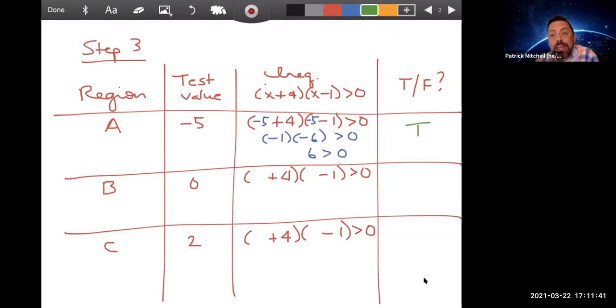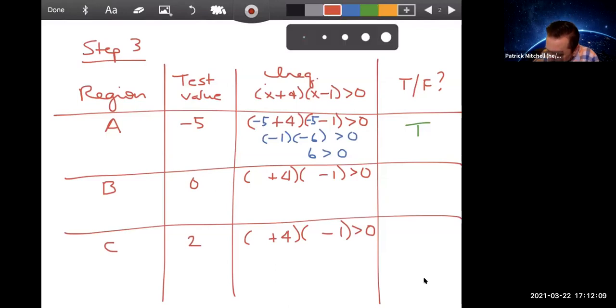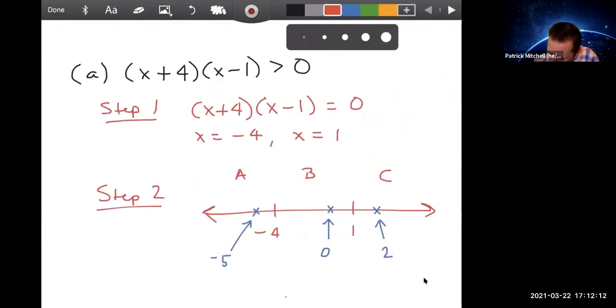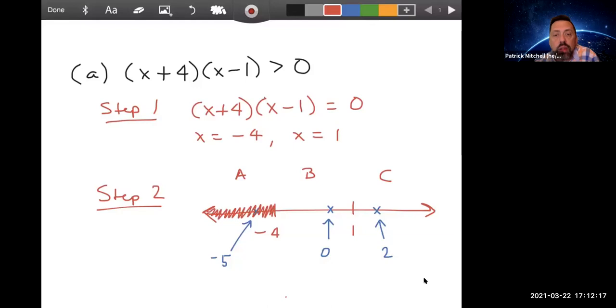All right, so that means that my solution set is going to include all of region A, all right? Because remember, the only place where this inequality can change from true to false or false to true is at those solution points -4 and 1, all right? So if it's true at -5, then that means it's true at all numbers that are less than -4, okay? So in fact, going back to the last slide, I'm just going to go ahead and color in this whole entire region A. Okay, so that entire interval is part of the solution set.